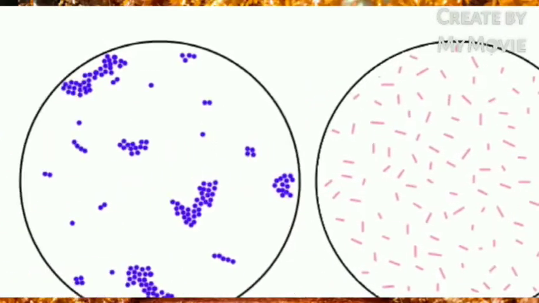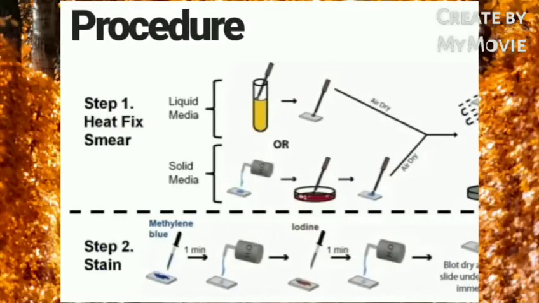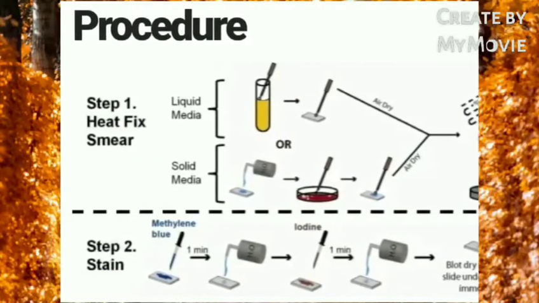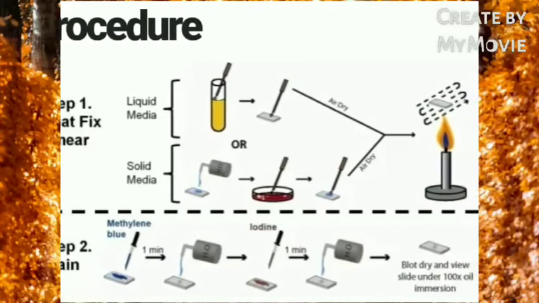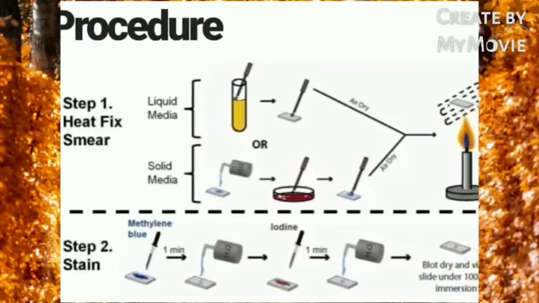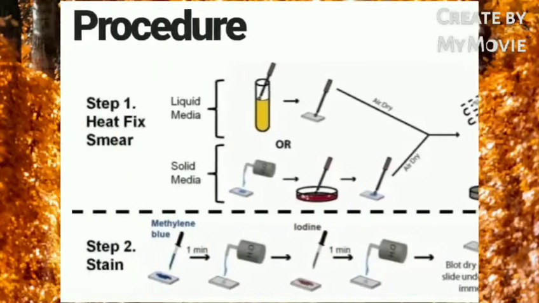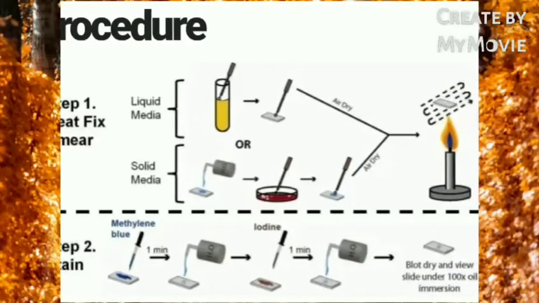Basic dye. Basic dye is one in which the charge carried by the dye ion is positive, that is, it is a positively charged chromophore. Basic dye is used to stain acidic components of the cell, that is cell wall, cytoplasm, cell membrane. Examples: methylene blue, safranin, carbol fuchsin, etc. Neutral dye is a complex of acidic and basic dye.